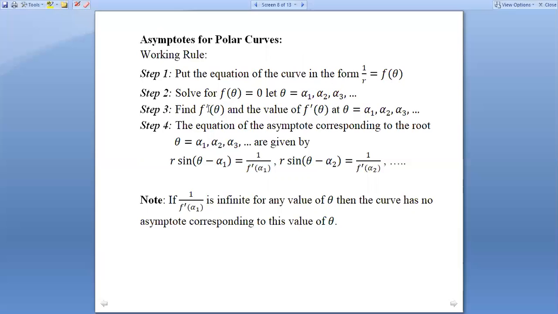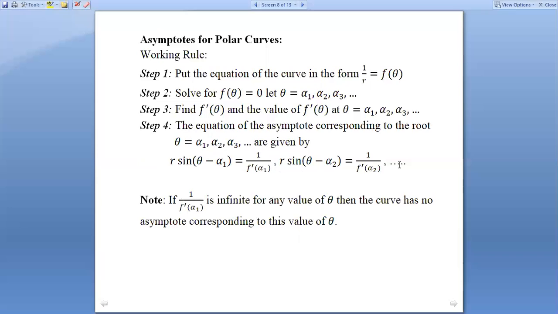Next, find f dash of theta, and the value of f dash of theta at theta is equal to alpha 1, alpha 2, alpha 3 and so on. The equation of the asymptotes corresponding to the roots theta is equal to alpha 1, alpha 2, alpha 3 are given by r sine of (theta minus alpha 1) is equal to 1 by f dash of alpha 1, and so on. If 1 by f dash of alpha 1 is infinite for any value of theta, then the curve has no asymptotes corresponding to that value of theta.